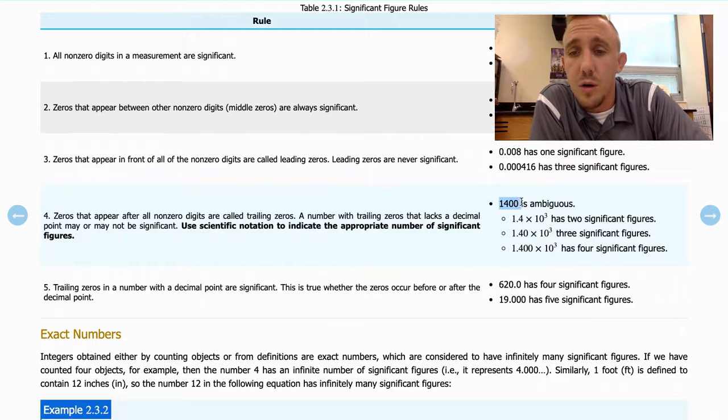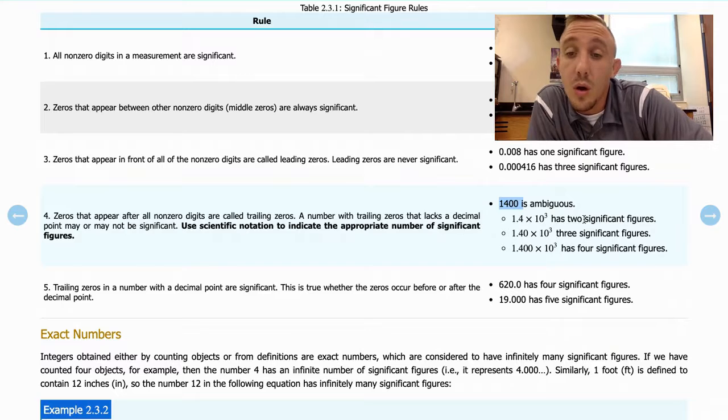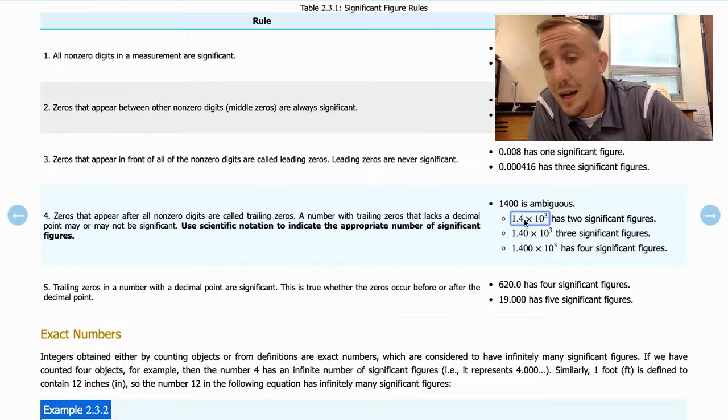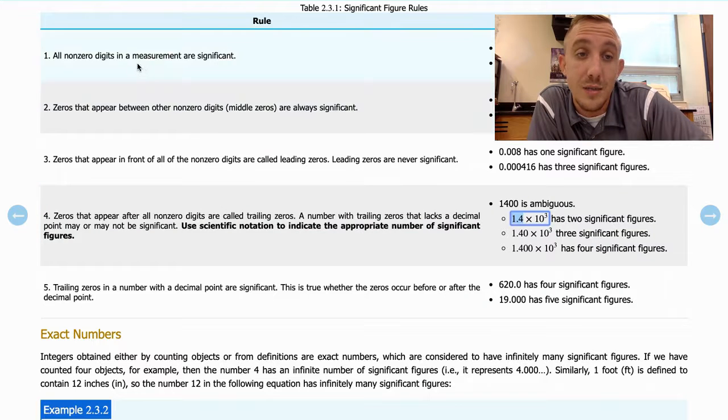So this first number, 1400. Well, it has 2 trailing zeros. So 1400 is going to be 2 significant figures. These trailing zeros don't count because there's no decimal. If there was a decimal right here, all of these would count, but there isn't. Okay, so let's go down to the bottom. I have 2 significant figures. Remember, rule number 1, all non-zero digits in a measurement are significant.